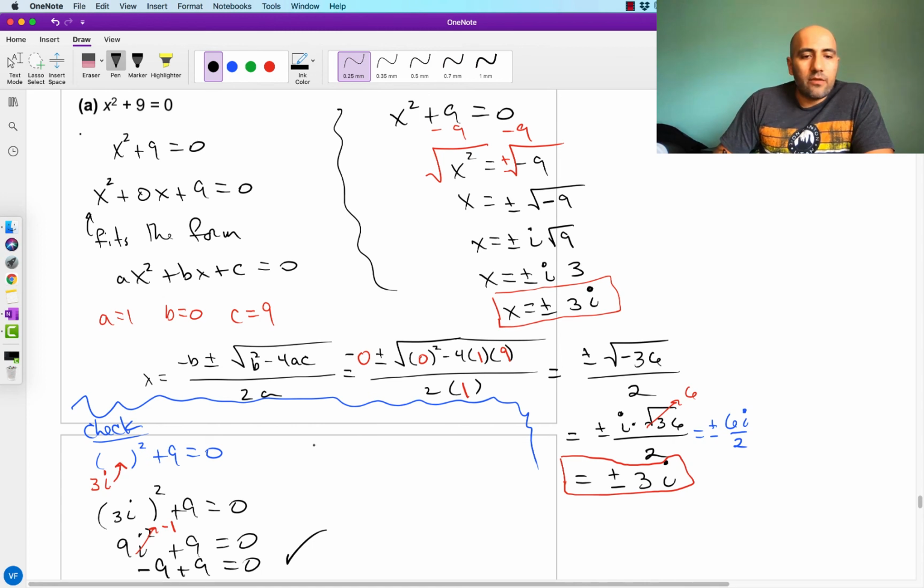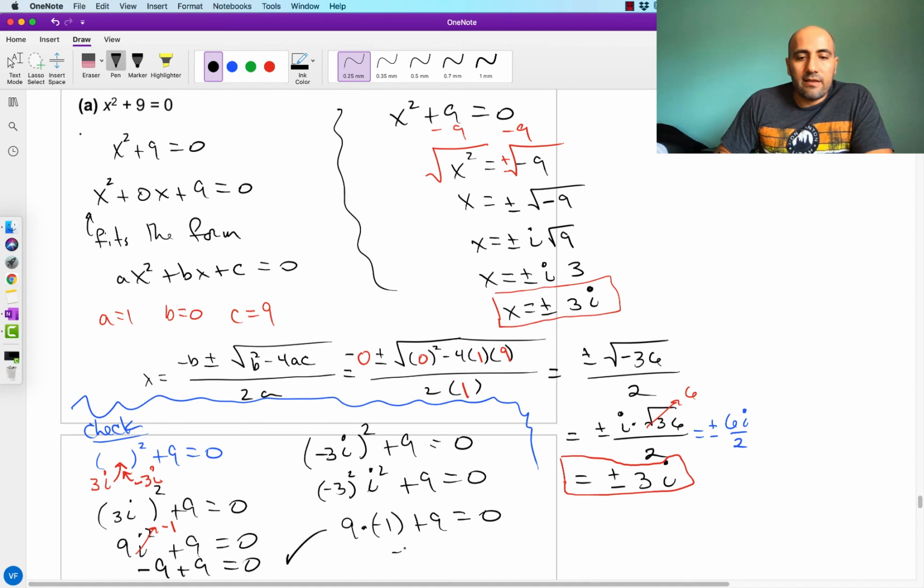Okay? Or the other one we could do is we can plug in a negative 3i. Negative 3i can go in there. Let's check to make sure that that also works out. We end up with (negative 3i) squared plus 9 equals 0. So we get negative 3 squared i squared plus 9 equals 0. So that gives you a positive 9 times a negative 1 plus a 9 equals 0. So negative 9 plus 9 equals 0. It worked out. Good. So we've confirmed that both of these do work. They do solve that equation.